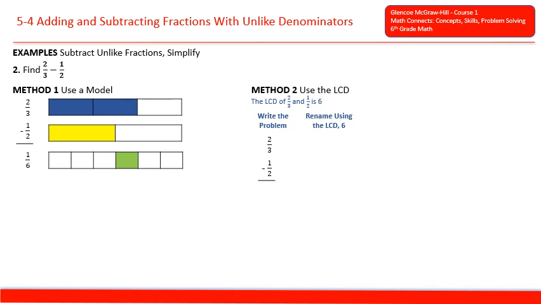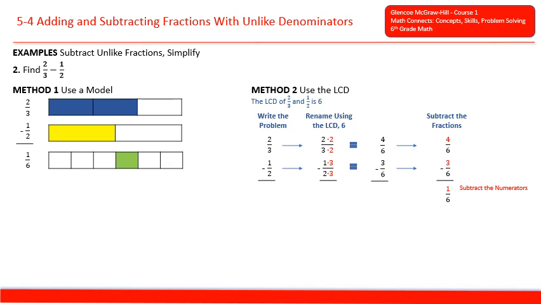So in order to turn 2/3 into an equivalent fraction with 6 in the denominator, we need to multiply the numerator and denominator times 2. And for 1/2, we need to multiply the numerator and denominator times 3, so that we end up with an equivalent fraction with 6 in the denominator. So 2/3 times 2/2 equals 4/6, and 1/2 times 3/3 equals 3/6. So we have 4/6 minus 3/6, and that equals 1/6 because we subtract the numerators but not the denominators.